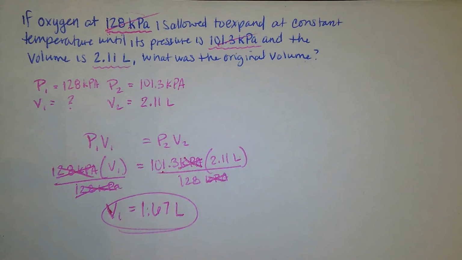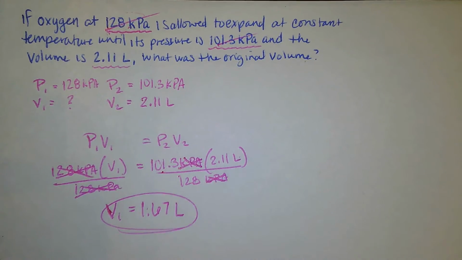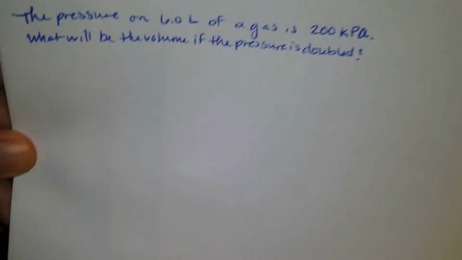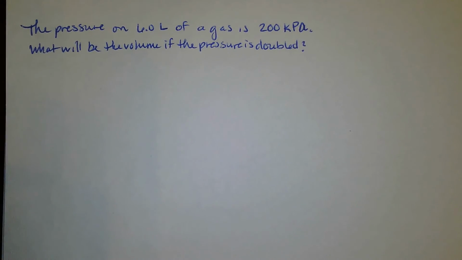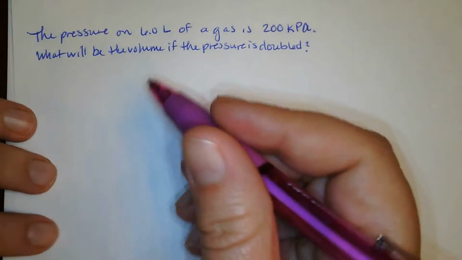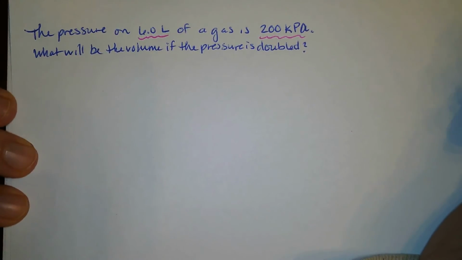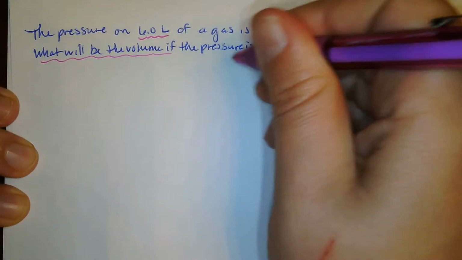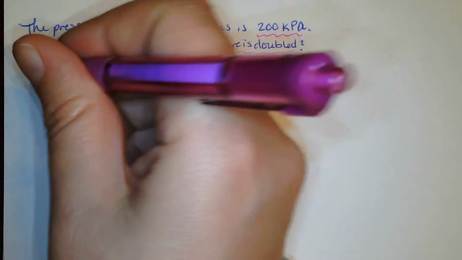Okay, so that's it. We're just going to use this formula, this Boyle's Law formula. Once you plug in the values, it's just multiply and divide. It's pretty easy. All right, one more example for you. And we're going to solve this the exact same way. The pressure on 6.0 liters of a gas is 200 kilopascals. What will be the volume if the pressure is doubled? So we don't have enough numbers there, but hopefully we can figure out enough information.